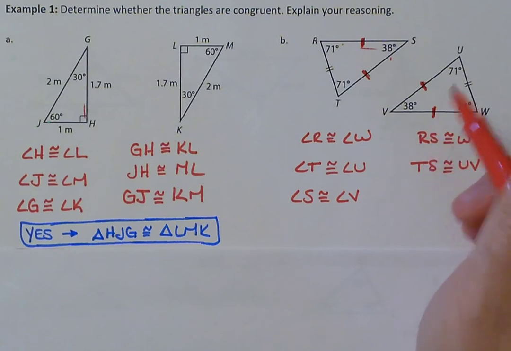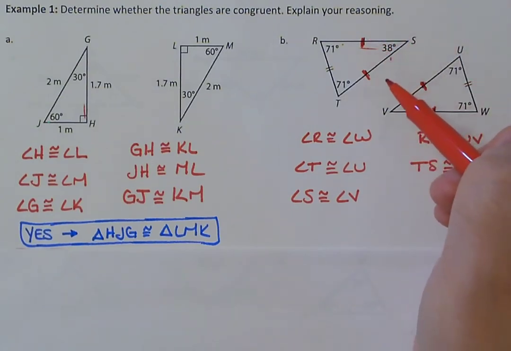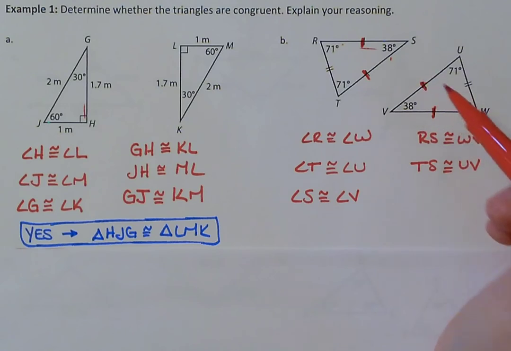So if I just gave a random measurement, let's say 10, I would know RS is 10, ST is 10, UV is 10, and WV is also 10. That's what the tick marks are telling you.